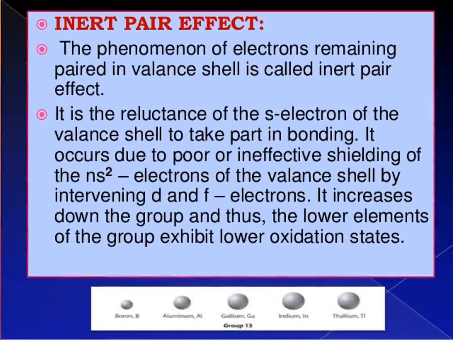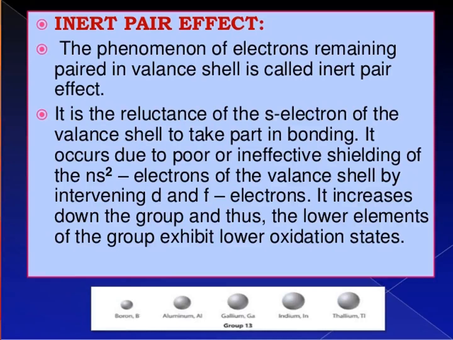Inert pair effect. What is the inert pair effect? The phenomenon of electrons remaining paired in the valence shell. The remaining electrons in the valence shell that are combining with each other is called the inert pair. It is the reluctance of the s electrons of the valence shell to take part in bonding. It occurs due to poor or ineffective shielding of the ns2 electrons of the valence shell by intervening d and f electrons. So as it increases down the group, lower elements of the group exhibit lower oxidation states. Okay children, have you understood?